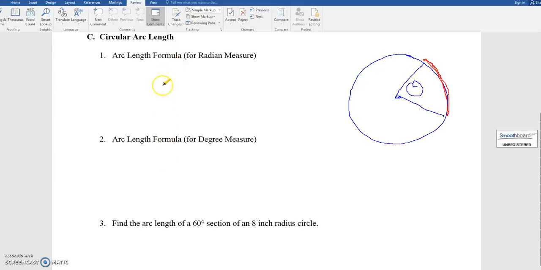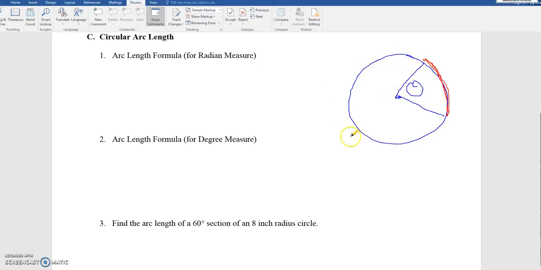And for our first 2 points here, we're just going to try to find a formula whether our angle measure right here is in radians or in degrees. Especially for degrees, it's something that you've covered in geometry before, but we're just going to review and show you why radian measure is so nice here.